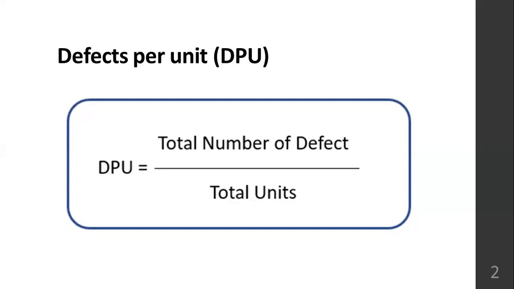Out of 300 cars, there could be 10 defects in one car, 2 defects in another car, 5 in another car. So you will find the total number of defects seen in the final production and divide by the number of production units. Let's say there are 1,000 defects in all 300 cars included. 1,000 divided by 300, because your manufacturing run was 300 cars. So that is the DPU.